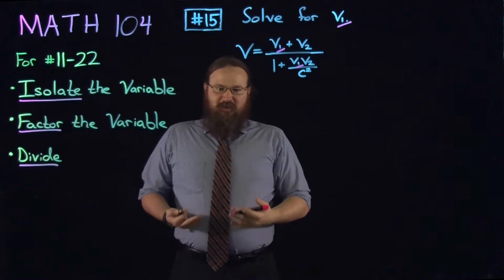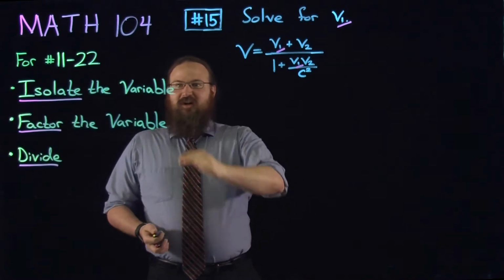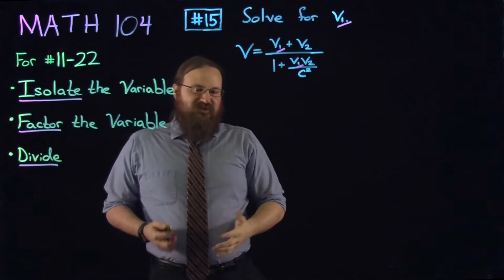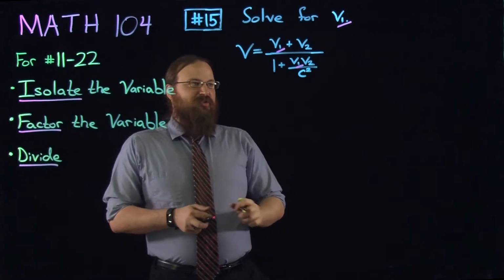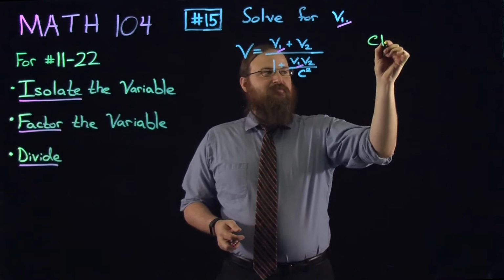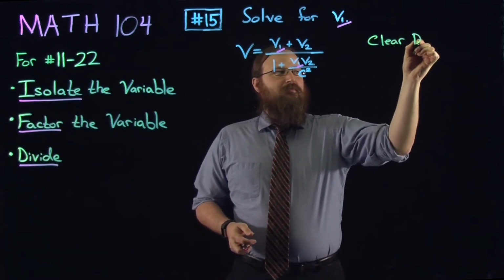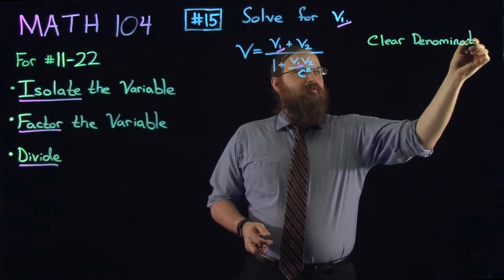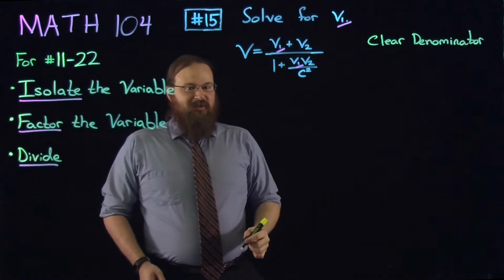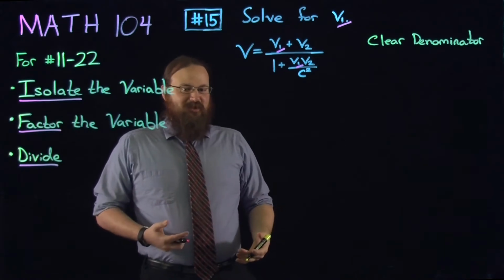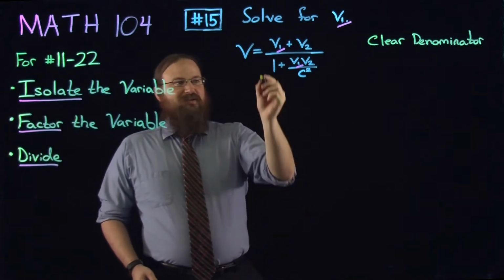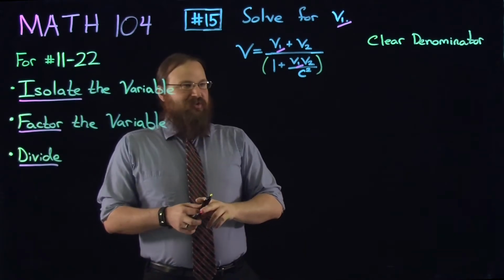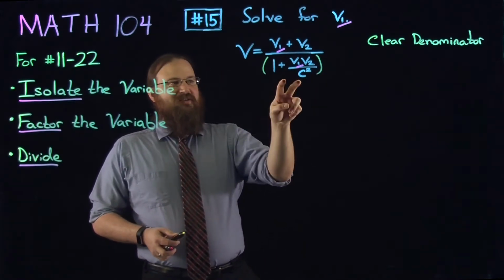Now, we're always going to follow the same steps here. Isolate the variable, factor for the variable, and then divide. Isolating is always the hardest part, and what we're going to do is start off by clearing the denominator. So clearing the bottom. And when we clear the denominator, we're going to do this until there's no denominator left. We're actually going to have to do it twice on this one. So the denominator here is everything in those parentheses. So let's do that. Let's multiply both sides by the denominator.